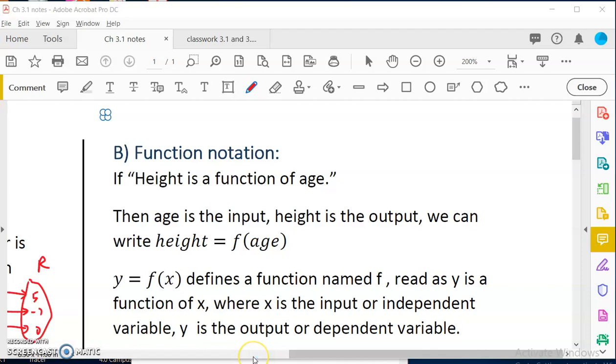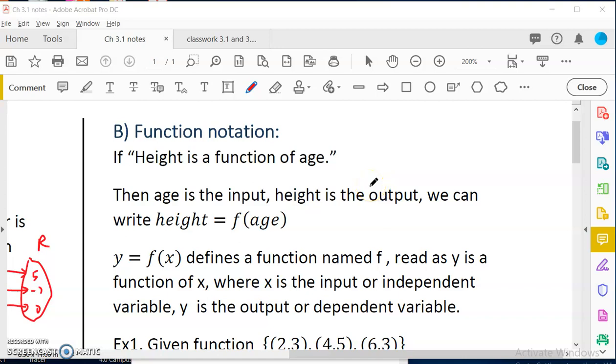Hello college algebra student, this video is for chapter 3.1 part 2 about function notation and how to evaluate a function. So let's just talk about the notation of writing a function. When we write a sentence that says height is a function of age, we are relating two quantities that are changing. Height is changing, age is changing, but somehow they are related. We want to relate them.